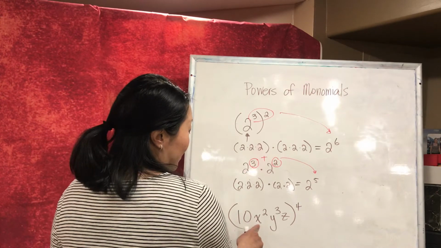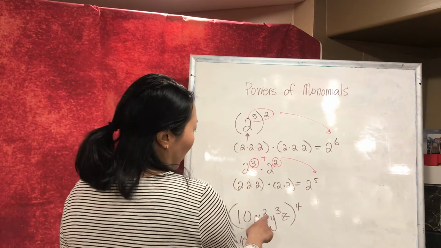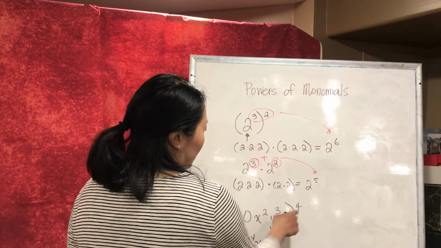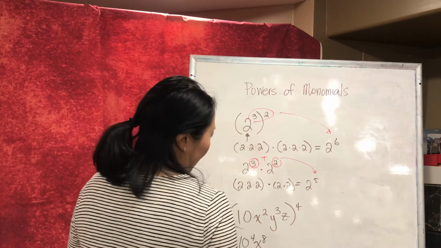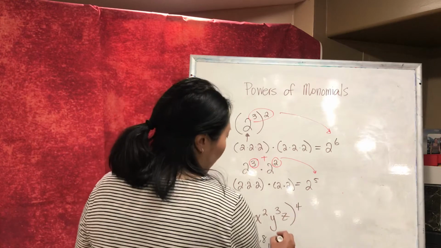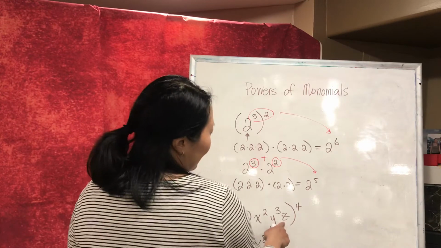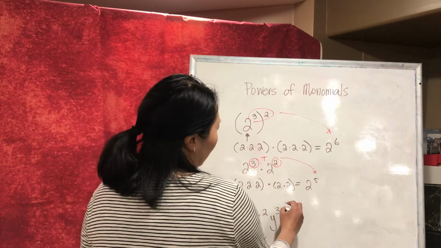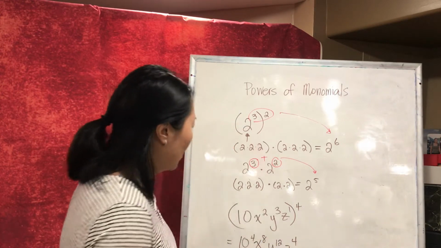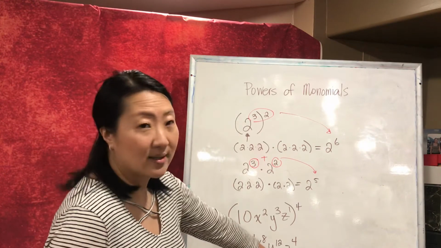And then the x squared would also be raised to the 4th power. But remember, again, when you have a power to a power, you multiply. So this would become x to the 2 times 4, which is 8, the 8th power. Then I'd have y to the 3rd times 4. So 3 times 4 is 12, so it would be to the 12th power. And then the z doesn't have anything here, which really means that it's like a 1. So it would just be z to the 4th power. So it would be 10 to the 4th, x to the 8th, y to the 12th, z to the 4th.